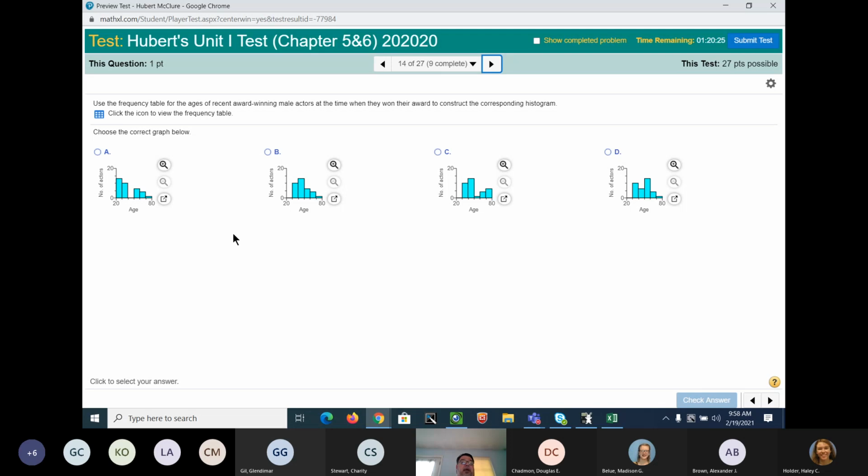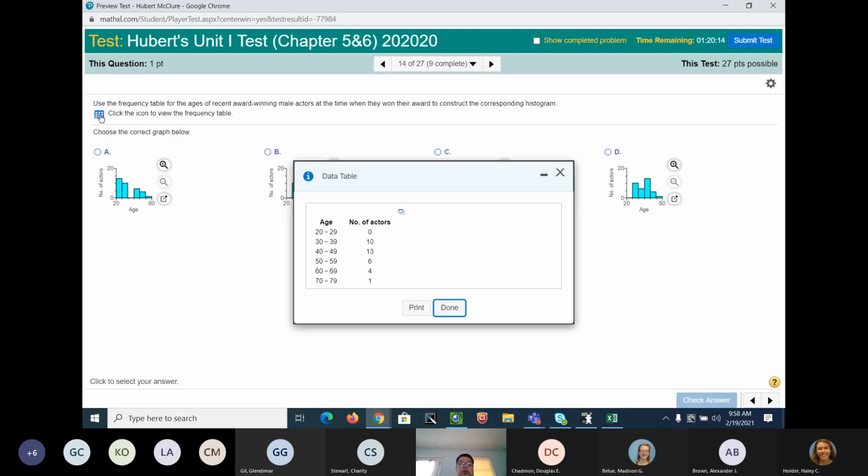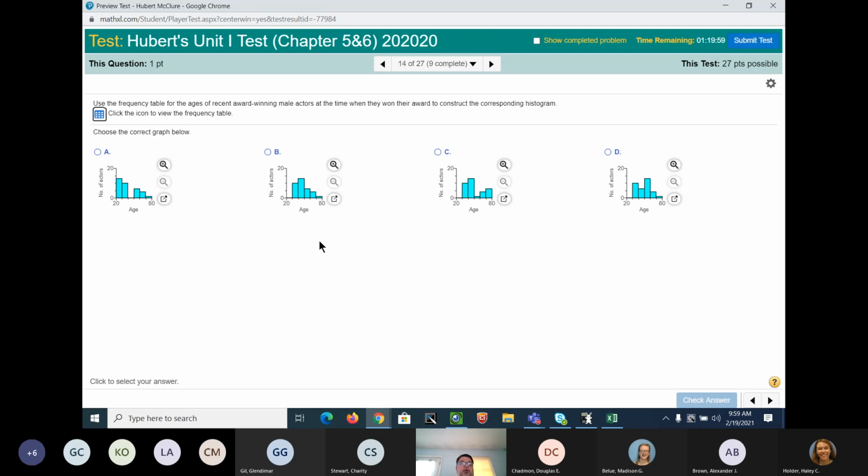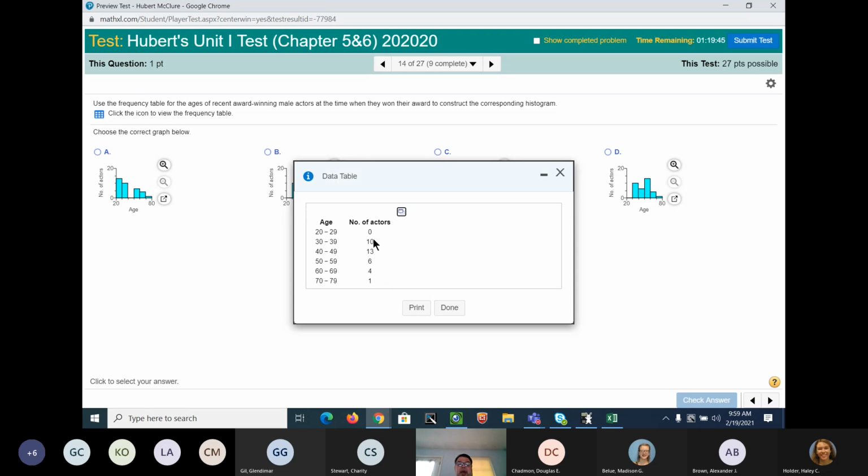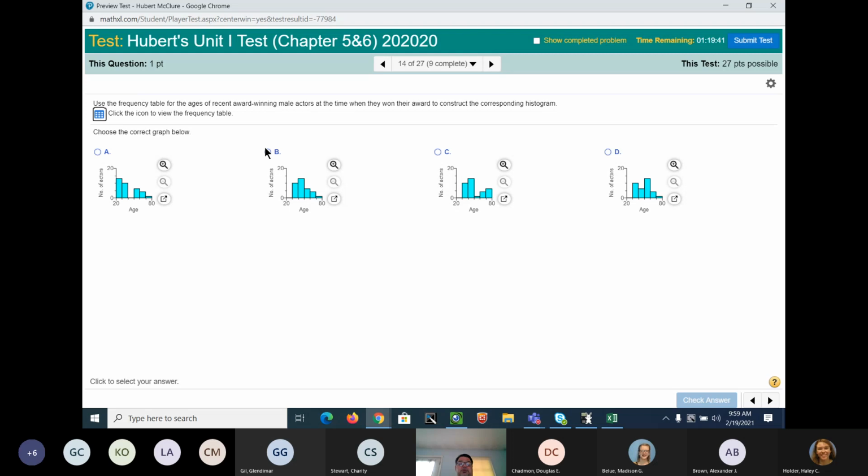Use the frequency table for the ages and find which graph meets up with it. So you click on the table here, and it looks like it starts off low. It looks a little bit skewed right, because most of your data is on the left, with the center right here. So where do you see data on the left? Maybe this one or this one. You're looking for a dip in the middle. Let's go back to the table. There's not a dip. It gradually goes down. So that means it is Bravo.